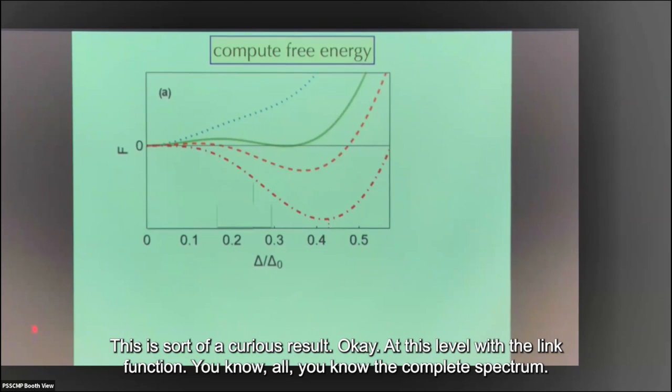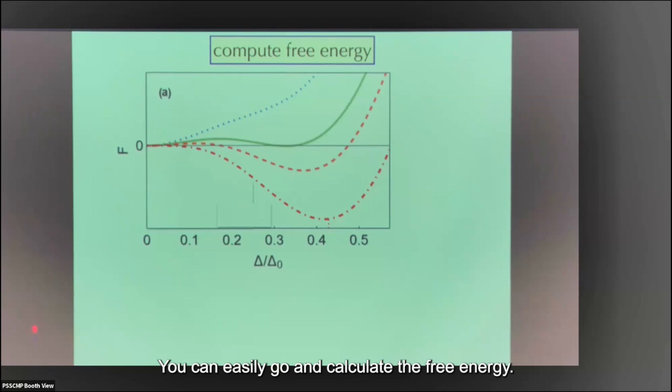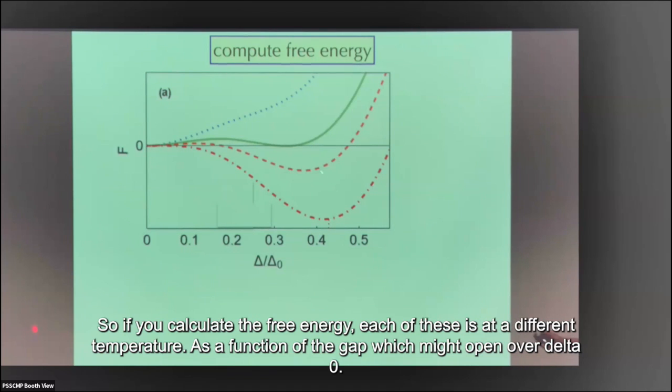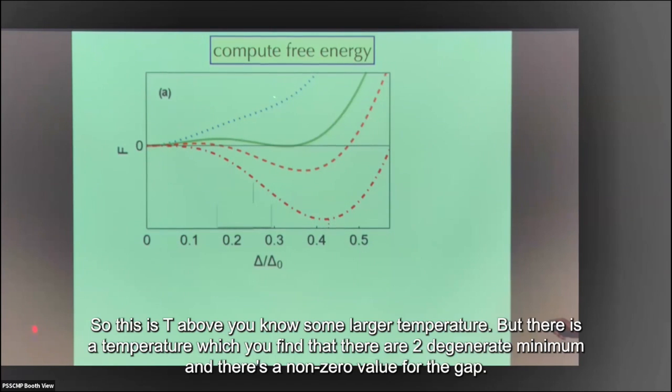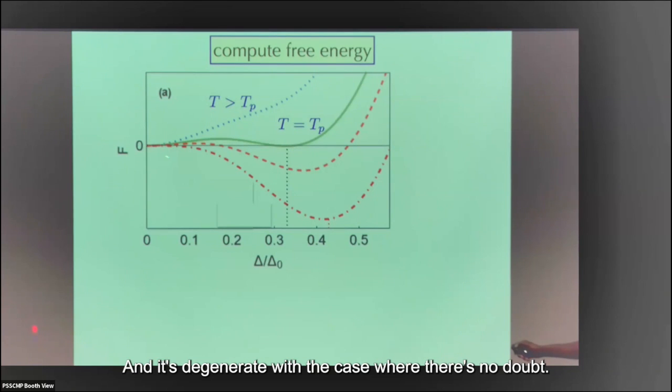But the other thing that you can do, since at this level of the wave function you know the complete spectrum, is easily calculate the free energy. If you calculate the free energy, each of these is at a different temperature as a function of the gap, which might open over delta zero. What you find is at high enough temperature, there's only one minimum right here. So this is T above some larger temperature. But there is a temperature at which you find that there are two degenerate minima, and there's a non-zero value for the gap. And it's degenerate with the case where there's no gap.